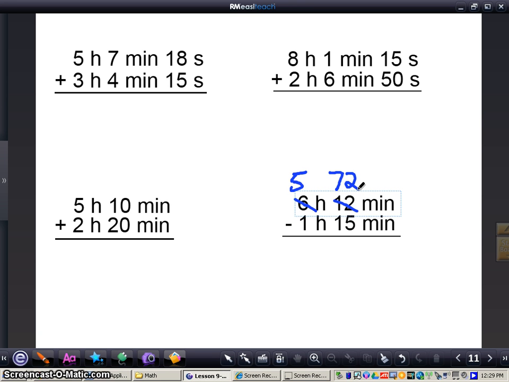Okay, now we can take 15 away from 72. Now we cannot take 5 away from 2. Have to regroup. 12 minus 5 is 7. 6 minus 1 is 5, so that's 57 minutes. And you can just do some simple subtraction. 5 hours minus 1 hour gives us 4 hours, 57 minutes.